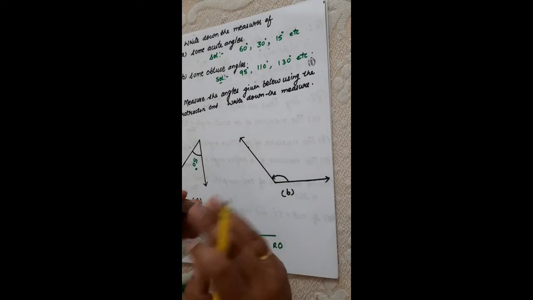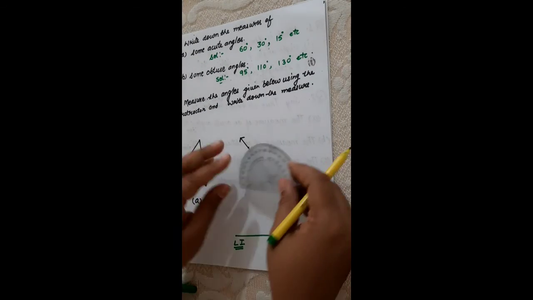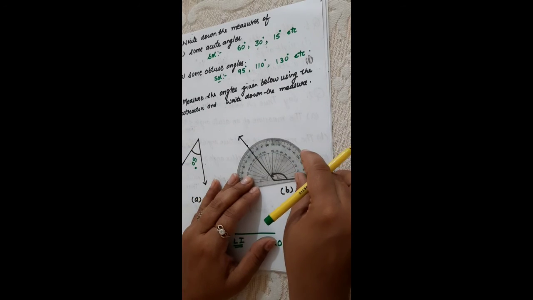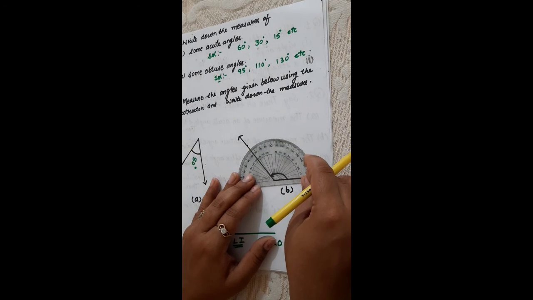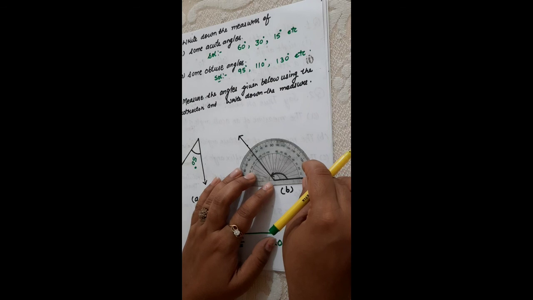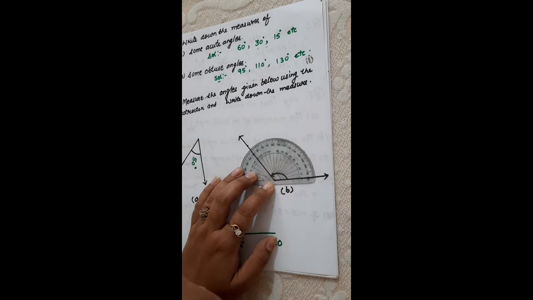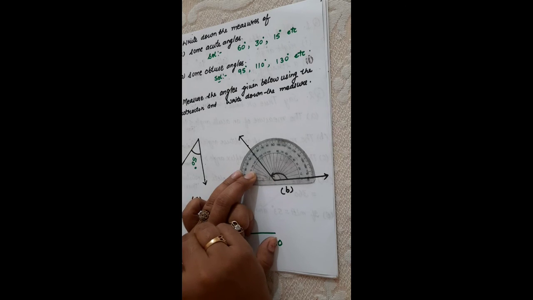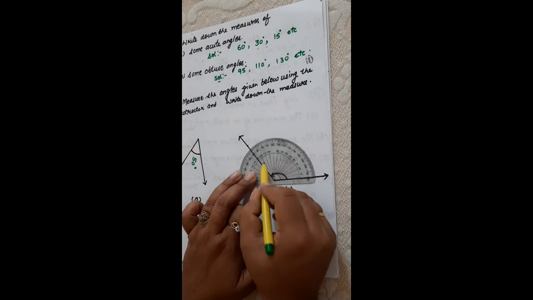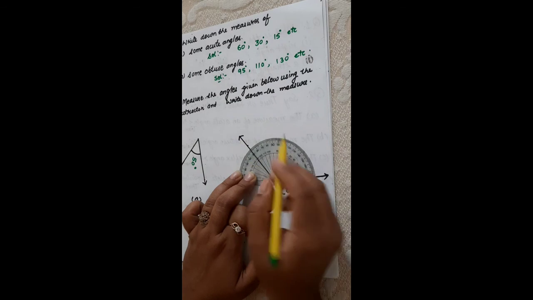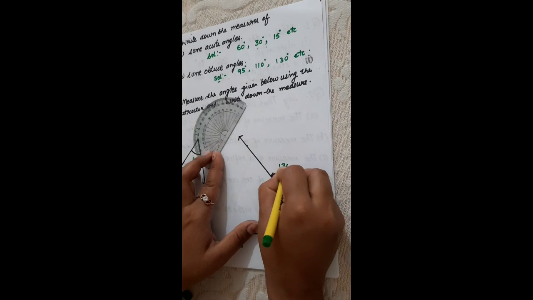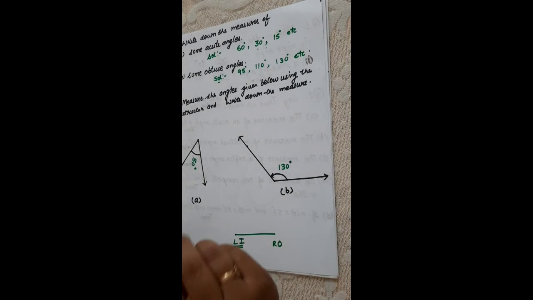So let's measure the B part also. I just place the center over here. I placed it at the left point. Okay, like this. Now I will read. Since I placed it at the left, I will read the inner scale. This is 130. So my answer is 130 degrees.